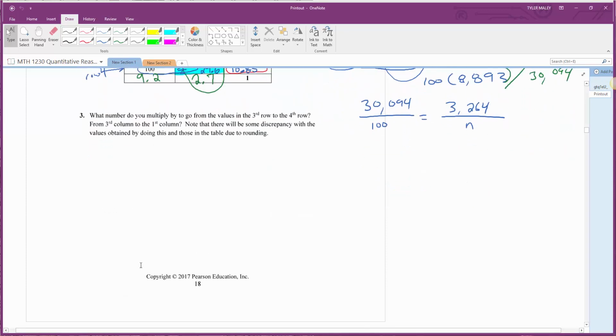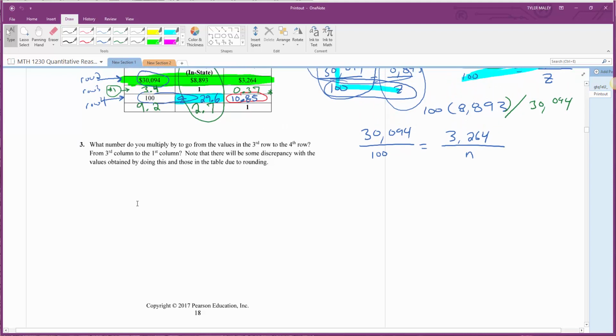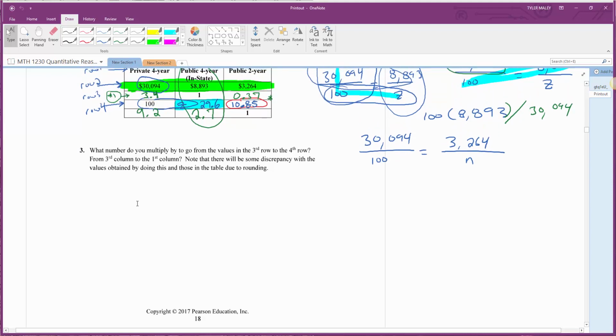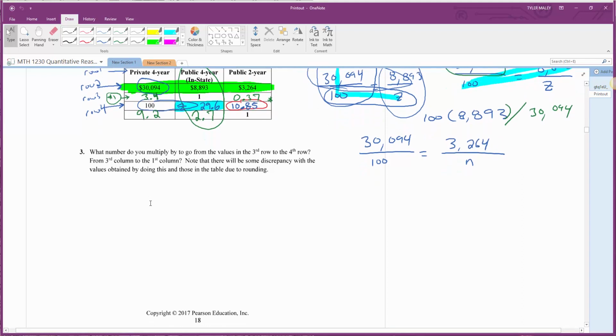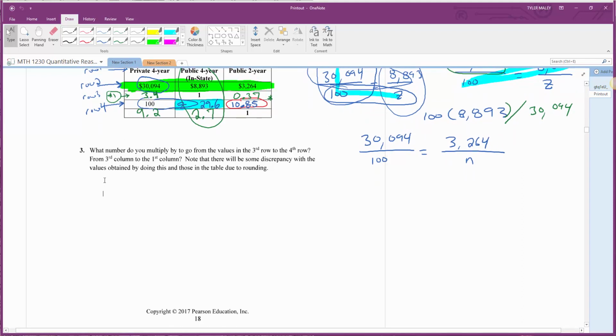Right? So then number 3 says, what number do you multiply to go from the values in the third row to the fourth row, from the third column to the first column? Note that there will be some discrepancy with the values obtained by doing this and those in the table due to rounding. Some people might have different values depending on how you round, and if you have rounding error from not using the exact values, which is discouraged. So what I would say is we would multiply, oops, let me make this text larger for you.